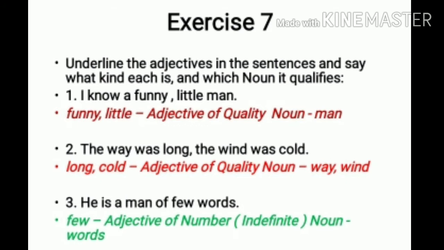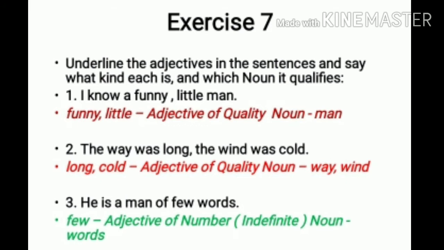adjective it is. And first we will pick out the noun. So we will know which adjective it is. So the first one, I know a funny little man. So your noun is man. So what question will you ask? What kind of man? We get the answer funny and little. So you underline funny and little and this will be your adjective of quality because it answers the question what kind.